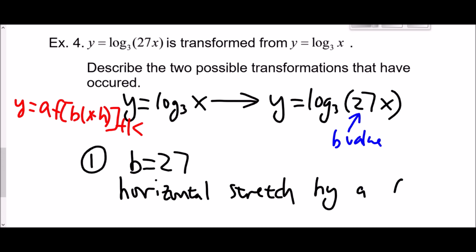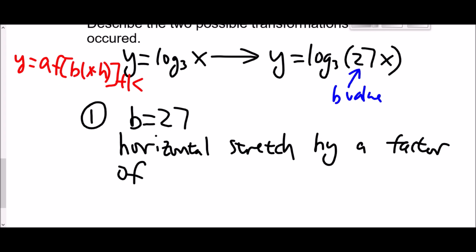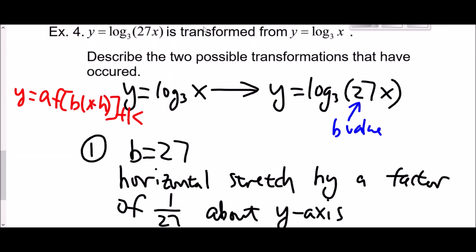by a factor of 1 over 27. Let me be a bit more explicit here about the y-axis. So that means your graph is actually narrower. Okay, I'm sure most of you, if not all, figured out this. That's obvious. But now, what is the second possible transformation? So this is what has happened. X becomes 27x. And we already addressed the 27 here as a b value.